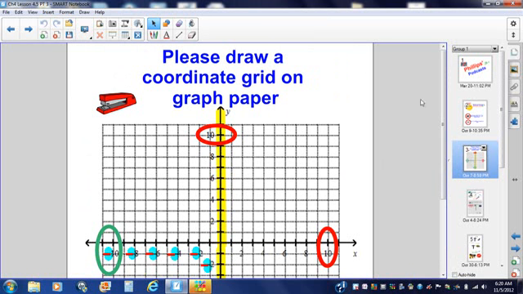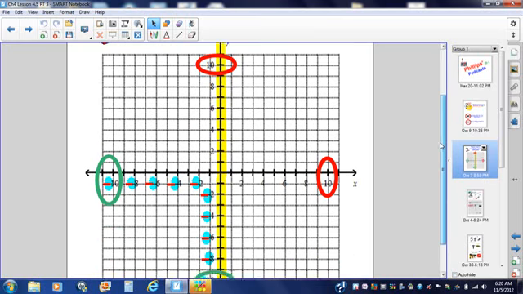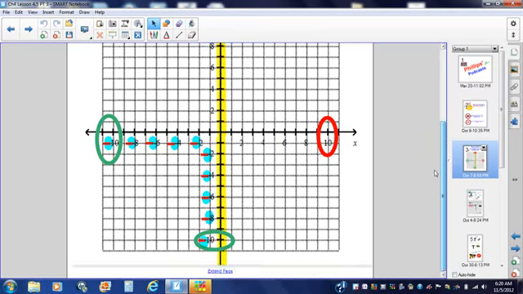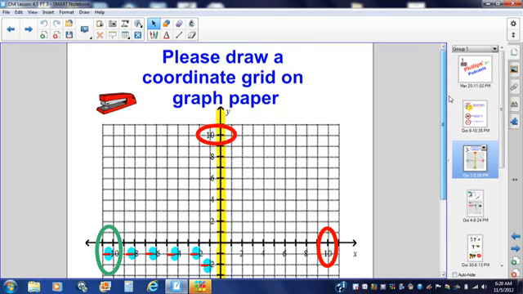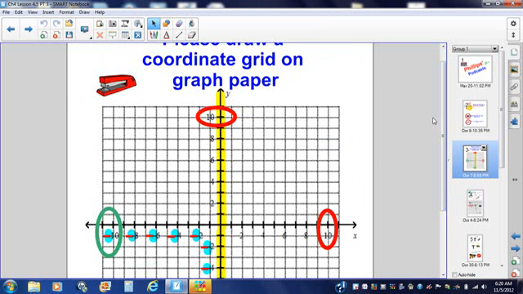If you would, please draw yourself a coordinate grid. Go up 10, right 10, left to negative 10, and down 10. When you're done, I'm going to ask that you staple that coordinate grid into your notes/homework spiral. Pause the podcast. BRB.